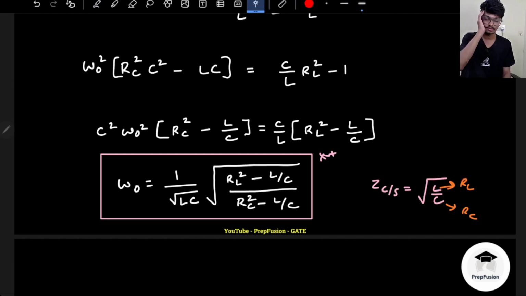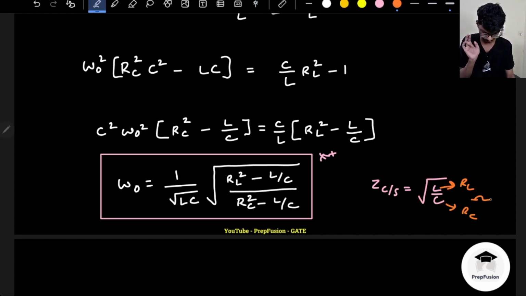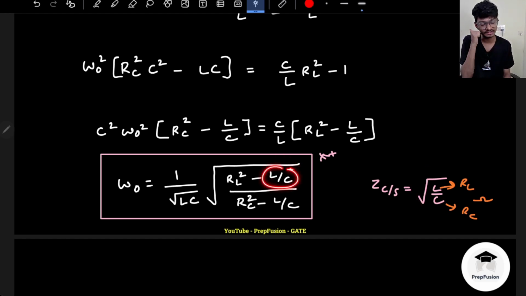You write RL, will it be squared or not squared? So this L by C, what is the unit of L by C? I have told you under root L by C is the characteristic impedance and the unit of under root L by C is ohms. So if I square both sides, what will be the unit of L by C? It will be ohm square. As I have ohm square here, definitely I have to square RL as well, because both of them have to have the same units. Then only I can add or subtract two quantities. So this will be RL square minus L by C, and this will be RC square minus L by C. So that's why the square will be there, how L will be at the top, how C will be at the bottom. I hope you have understood.